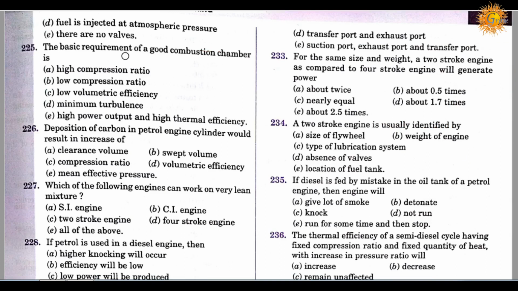The basic requirement of a good combustion chamber is: option A, high compression ratio; option B, low compression ratio; option C, low volumetric efficiency; option D, minimum turbulence; option E, high power output and high thermal efficiency. So the correct answer is E, high power output and high thermal efficiency.